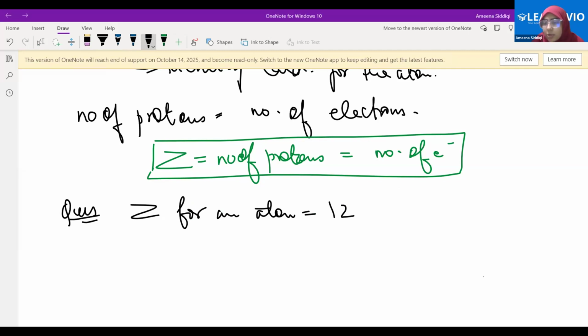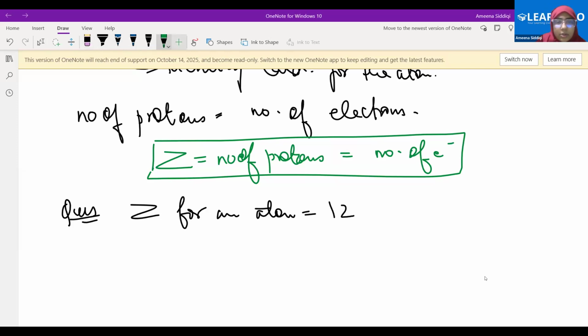The number of electrons and the protons in this atom. Ma'am, number of electrons is 12, right? Okay. And proton? Proton is like Z, so proton will also be 12. Yes, proton will also be 12.